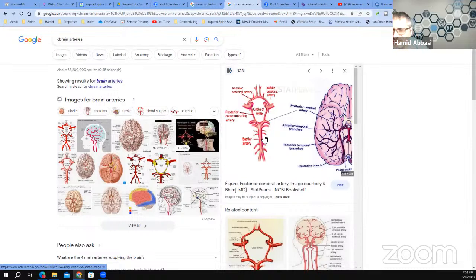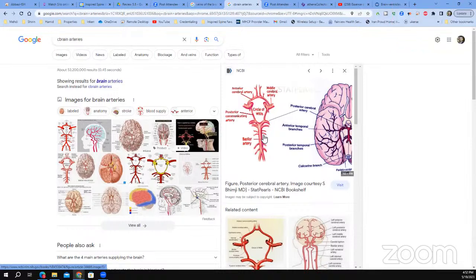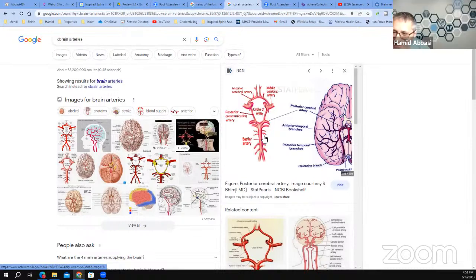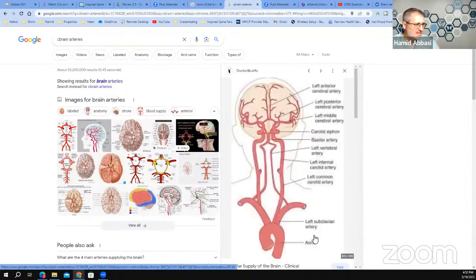Why is that? Is it because it has a really high mortality, and they don't make it to the hospital? Yes, that is exactly the reason. Because the structures that it gives blood to are so vital, so extraordinarily important, they don't make it.